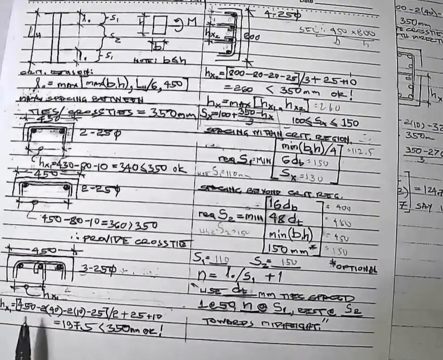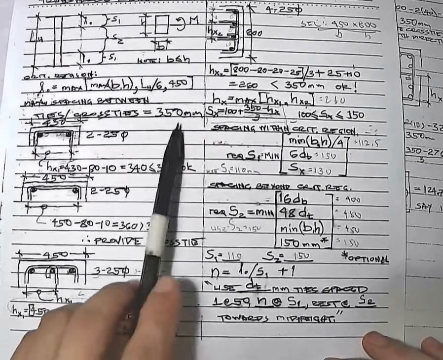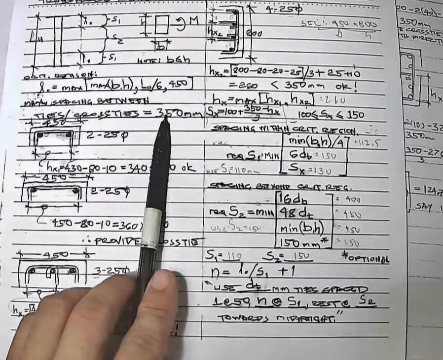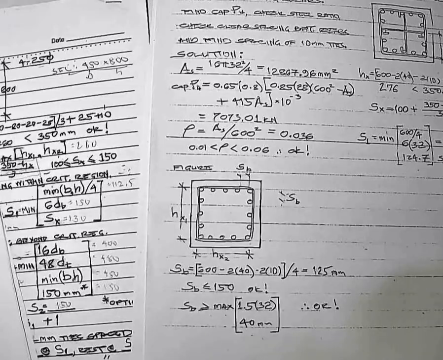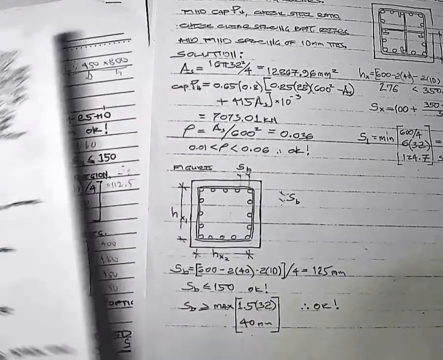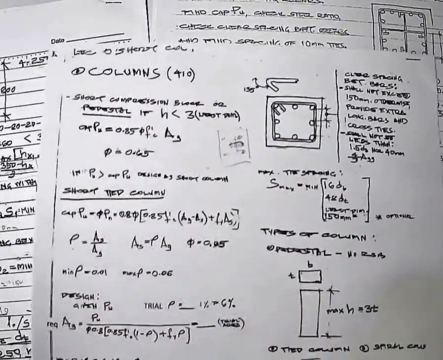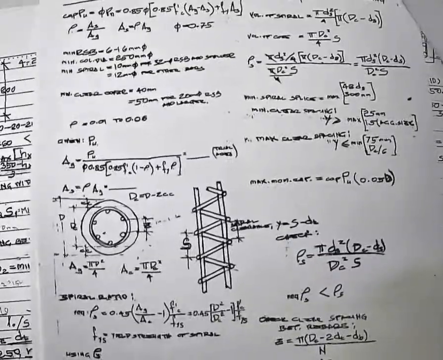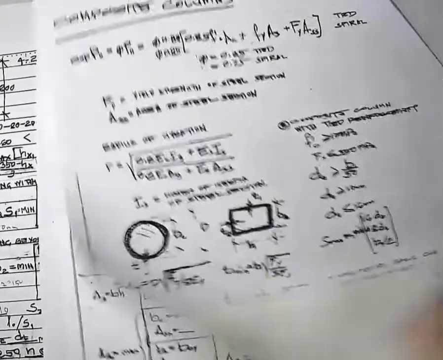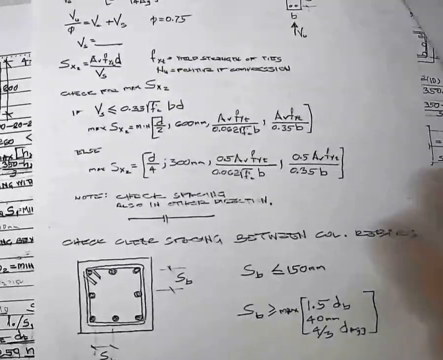Ngayon, saan nakuha yung condition na 150 mm na yan? When in fact, yung lecture natin kanina, 350. Okay? So, dito nang galing yun sa ating lecture 0 short column, dun sa last page. Yan.